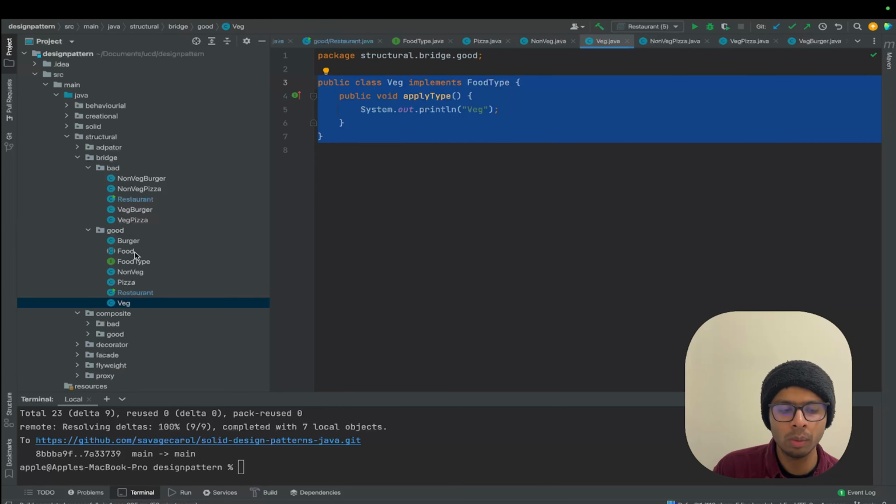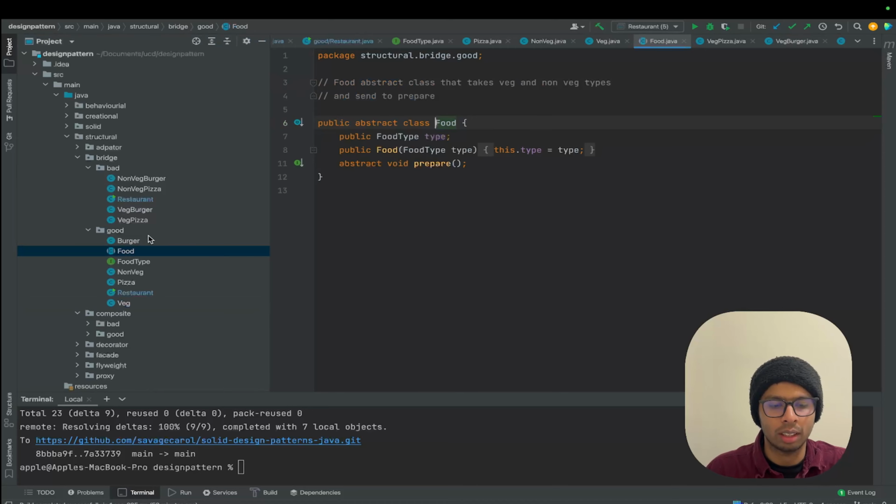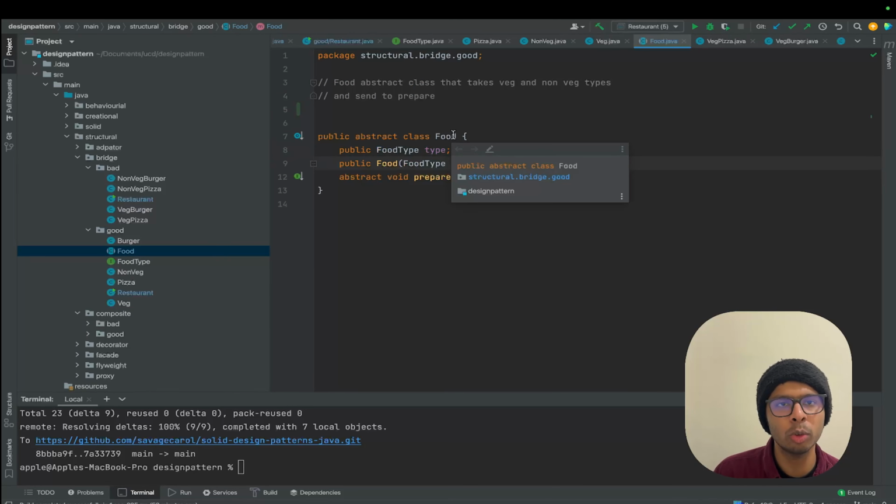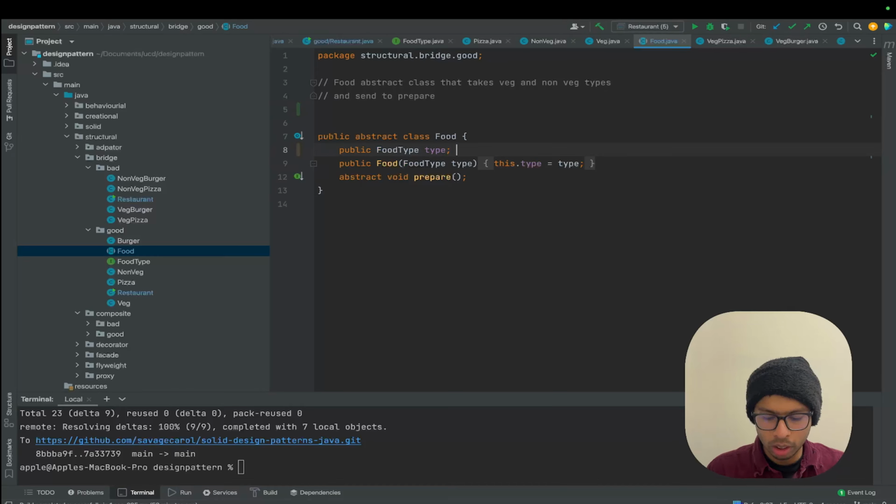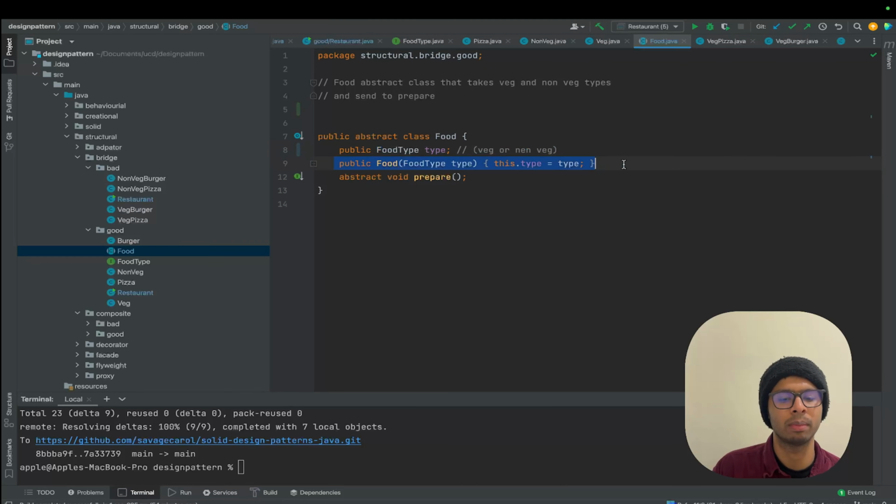Secondly, now comes an important part, this food class. This food class says that I'm going to take food type as a parameter. Food types are going to be of two types. It can be veg or non-veg, because these are the two classes that have implemented it, and let's say in the future we can add vegan as well. I'll just mark it as a comment, and we are passing it into this food class. this.type equals type, and now we have this abstract void function prepare.